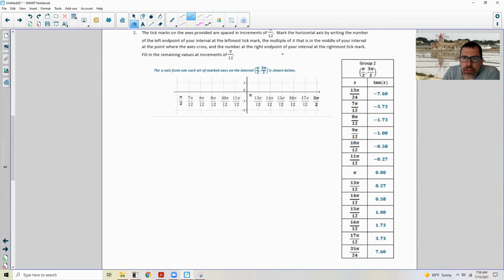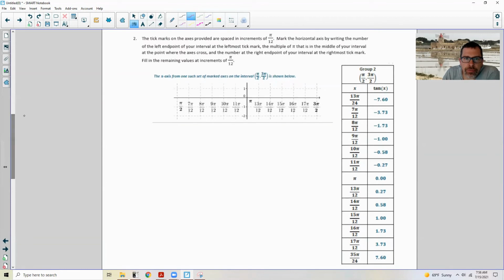So if I were to do what the directions said, and what did it say to do? It said, mark the horizontal axis by writing the number of the left endpoint, negative pi over 2, the right endpoint, 3 pi over 2, and every increment of pi over 12 in between. Okay, so there it is. So now if I graph these, we need a larger y. This is only going to 1 and -2. It needs to go from -8 to 8. But this is just showing what your axes should look like for problem number 2.